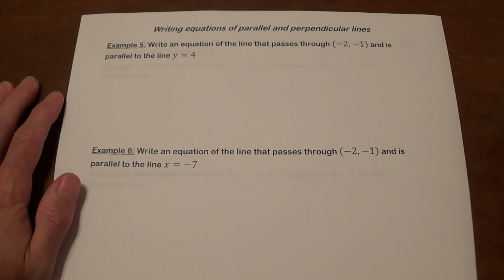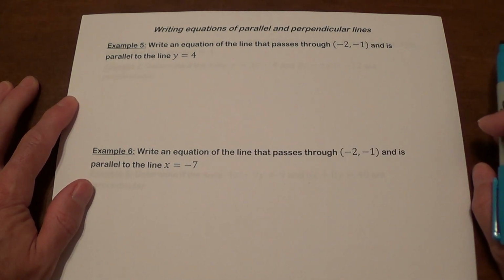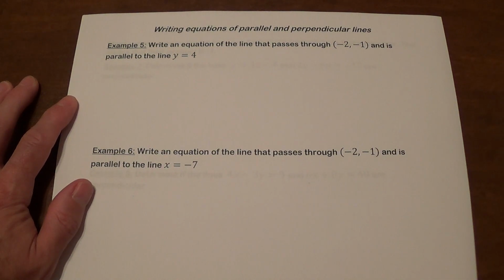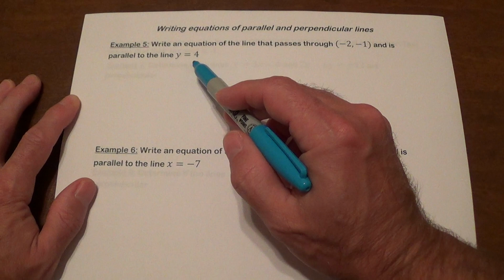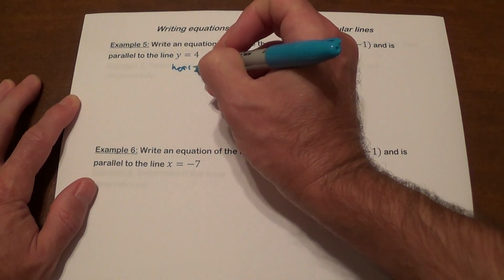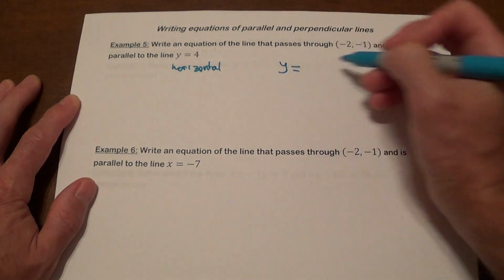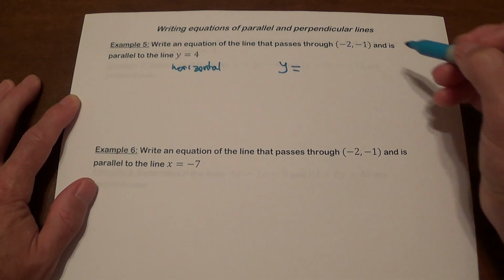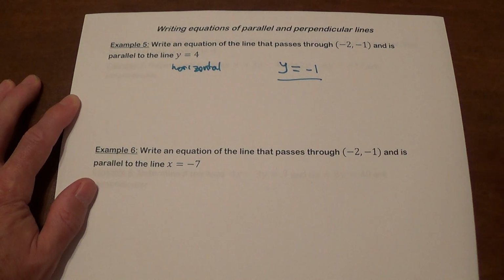Write an equation of a line that passes through negative 2, negative 1 and is parallel to the line y equals 4. Well, it's a little different and you need to know this. y equals 4 is a horizontal line. So a line parallel to a horizontal line is another horizontal line. All horizontal lines have equations in the form y equals a number, and our number is negative 1. This is our y coordinate, so y equals negative 1. That's all you need to do for this problem.